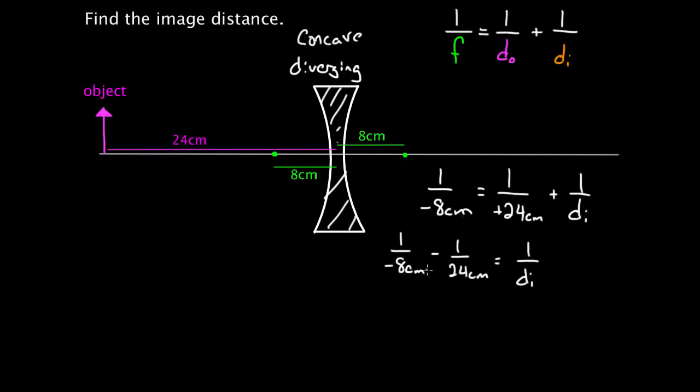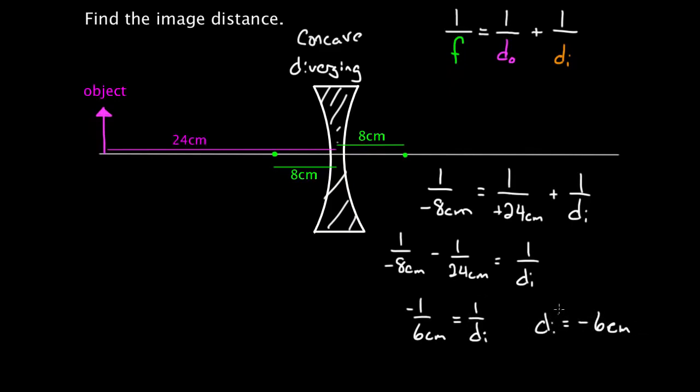Okay, so if I solve this on the left-hand side, it turns out you'll get negative 1 over 6 centimeters equals, well, that's not what d_i equals. That's what 1 over d_i equals. So don't forget, at the very end, you have to take 1 over both sides. So if I take 1 over both sides, my d_i turns out to be negative 6 centimeters.